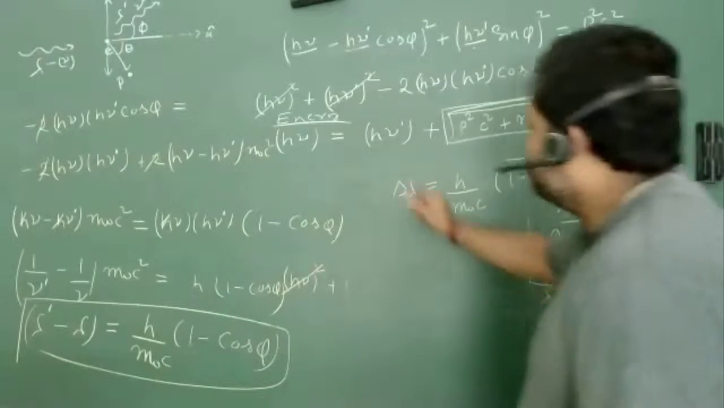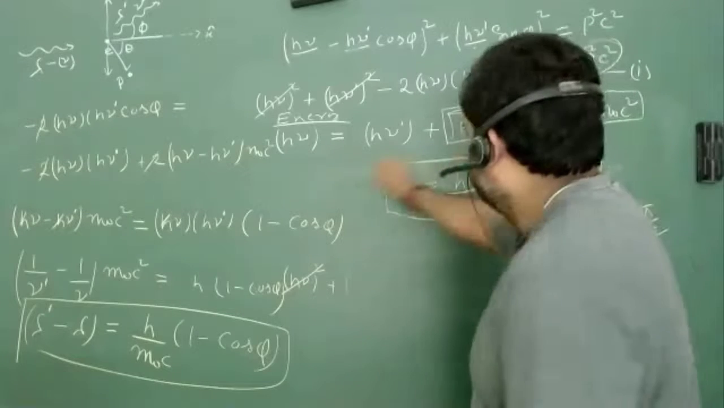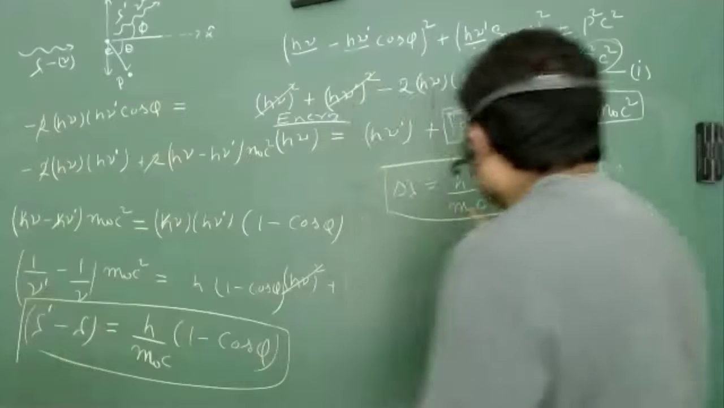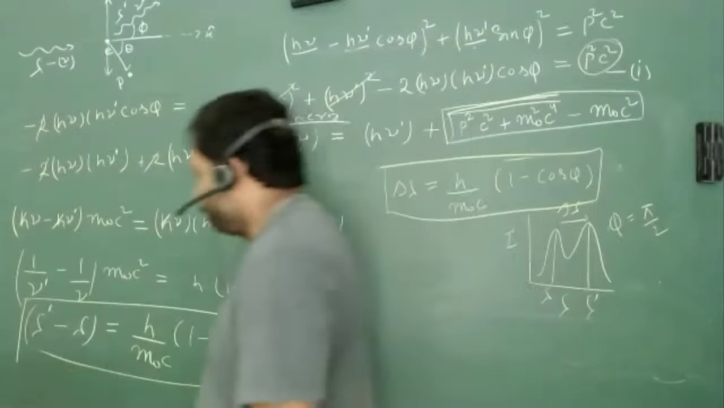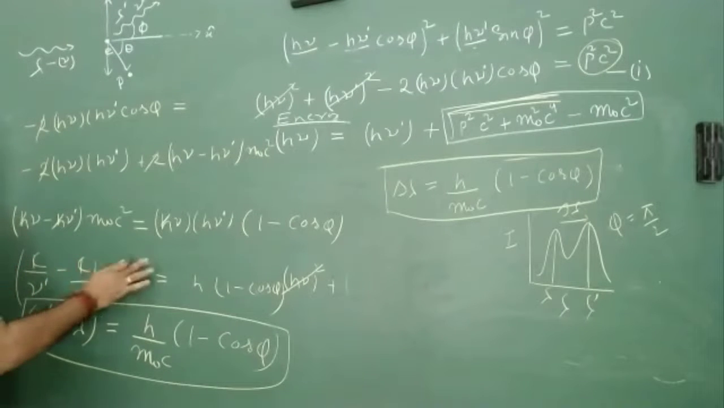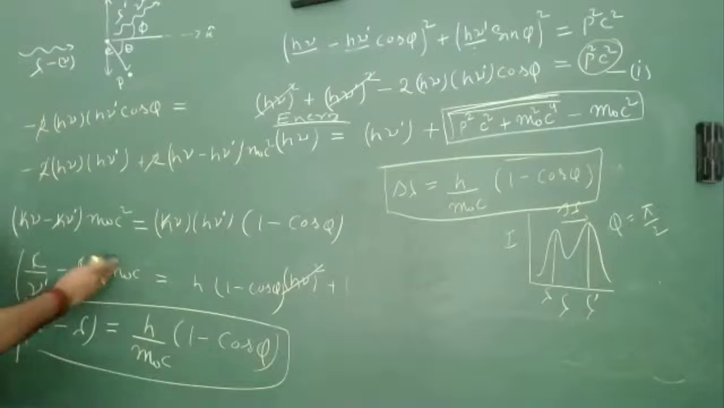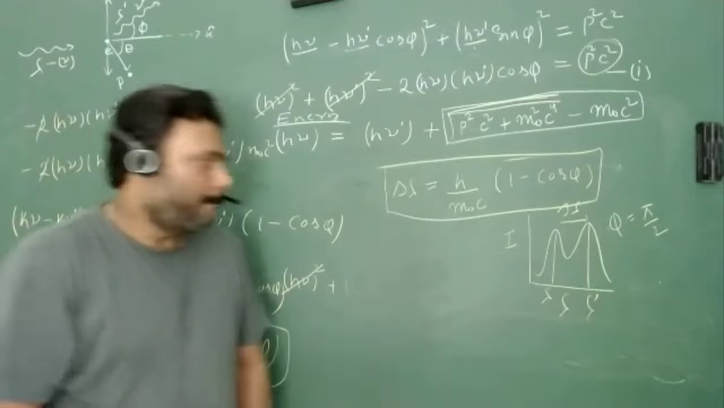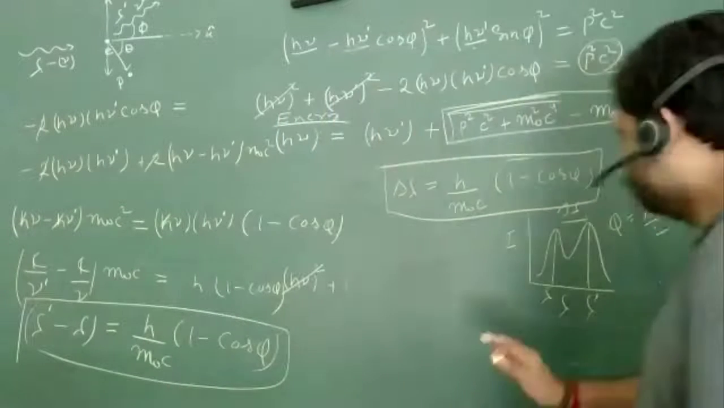Right now, this delta lambda will be m naught c, not m naught c square, m naught c. Sir, m naught c square is here, and there is no c here, so how did it cancel? Take c here together, then c by nu dash is equal to lambda dash. Take one c, then you write c upon nu dash, and c upon nu dash is lambda dash. Okay? So there is not any problem. You should know this much.